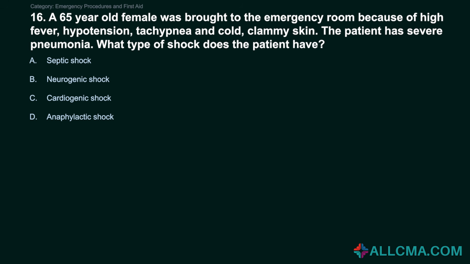16. A 65-year-old female was brought to the emergency room because of high fever, hypotension, tachypnea, and cold, clammy skin. The patient has severe pneumonia. What type of shock does the patient have? A. Septic shock. B. Neurogenic shock. C. Cardiogenic shock. D. Anaphylactic shock.